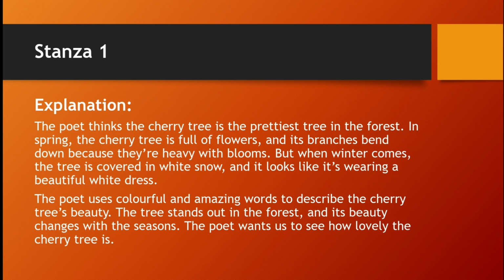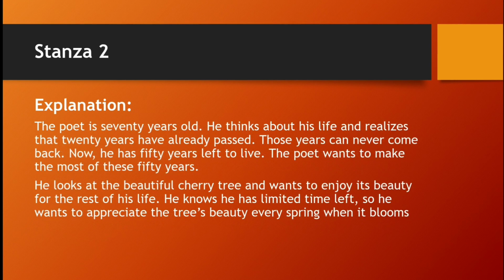So this was the explanation of the first stanza. Now have a look at the second stanza. We have the lines: Now of my threescore years and ten, twenty will not come again, and take from seventy springs a score, it only leaves me fifty more. Have a look at the explanation.